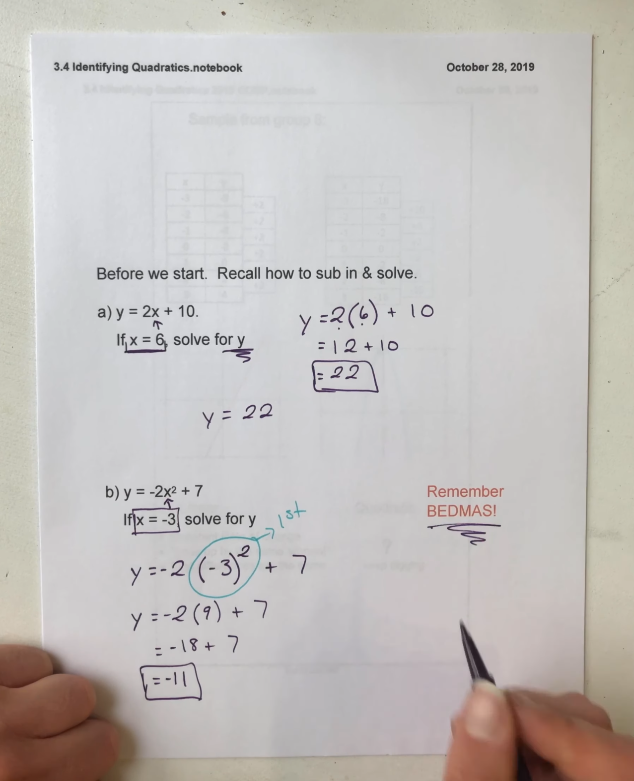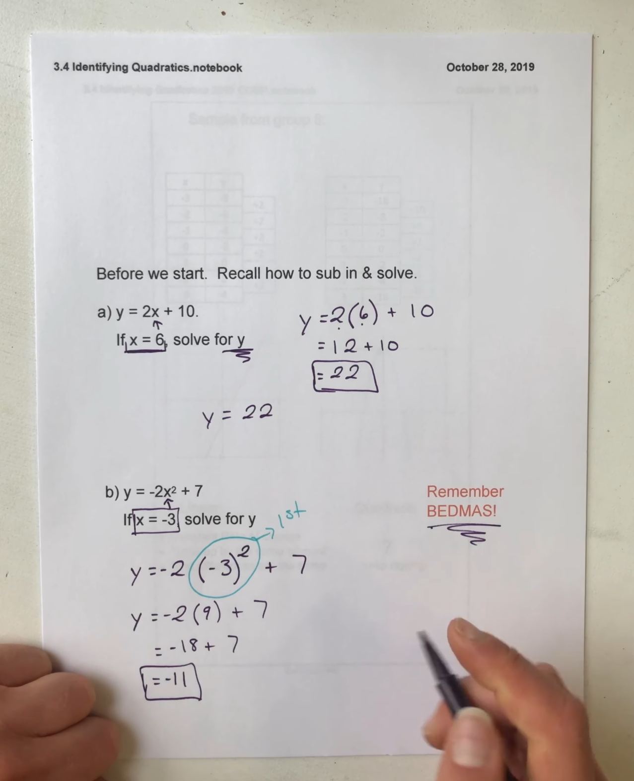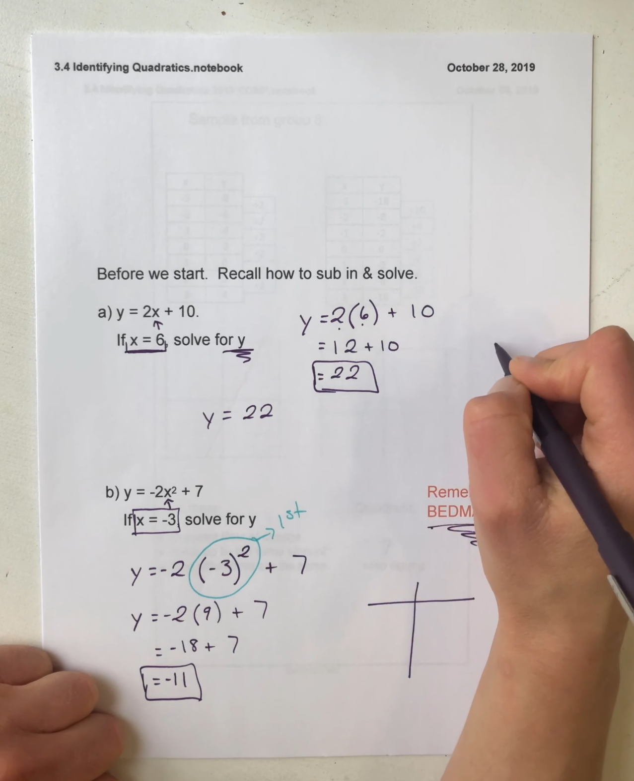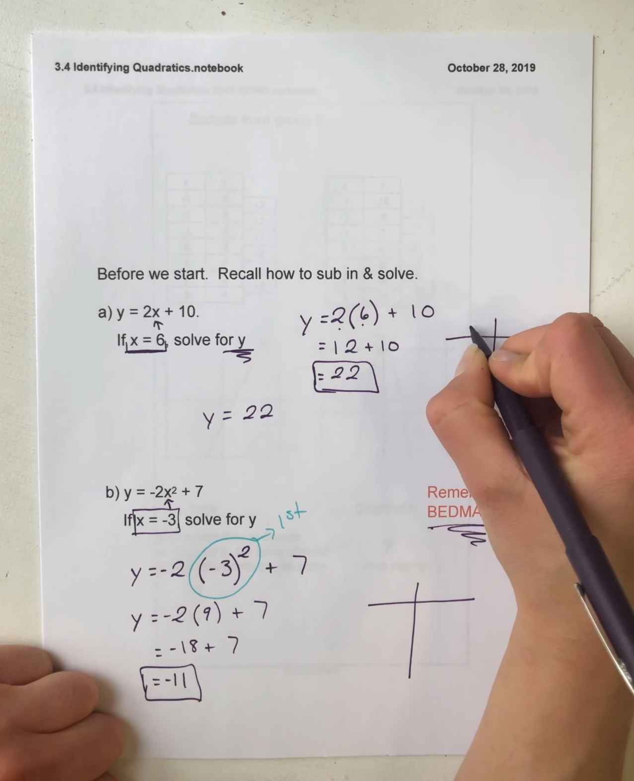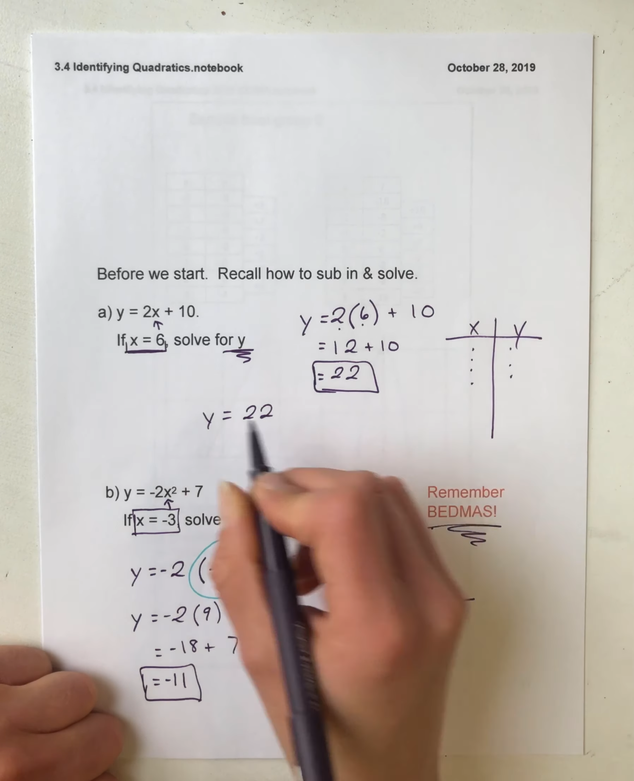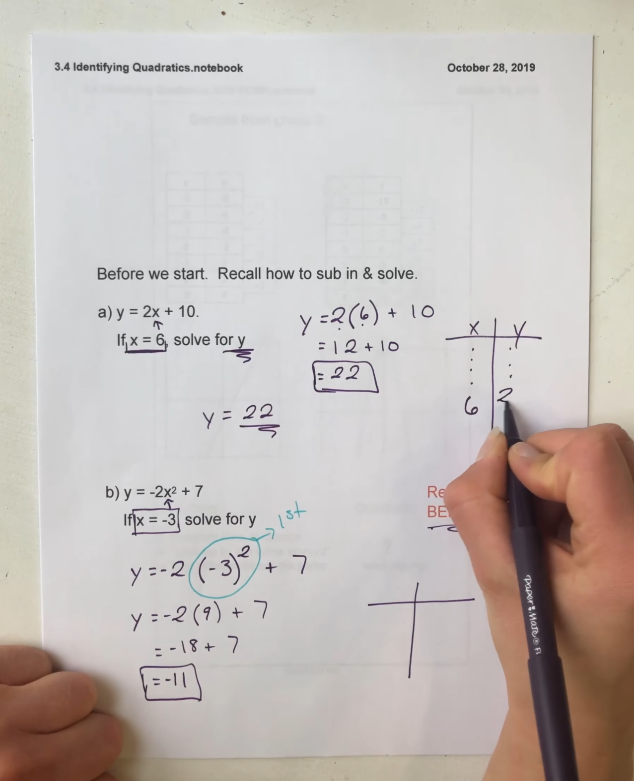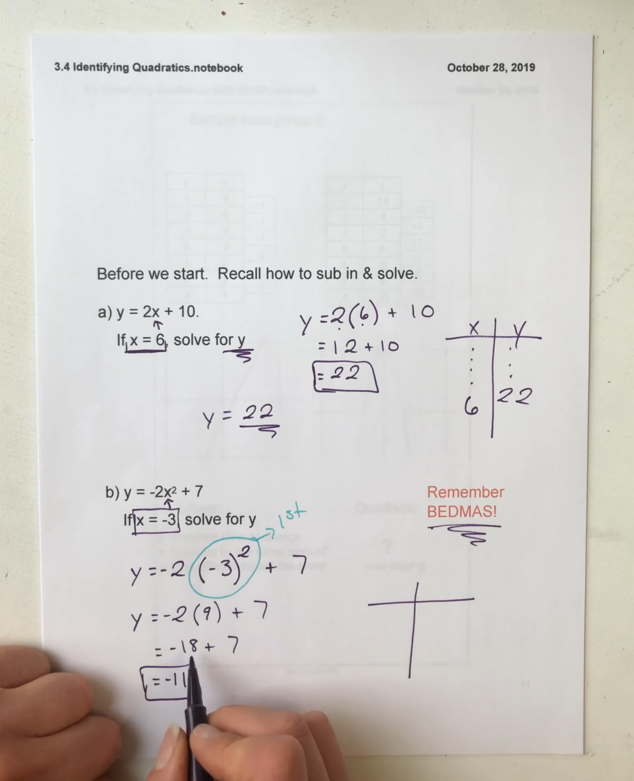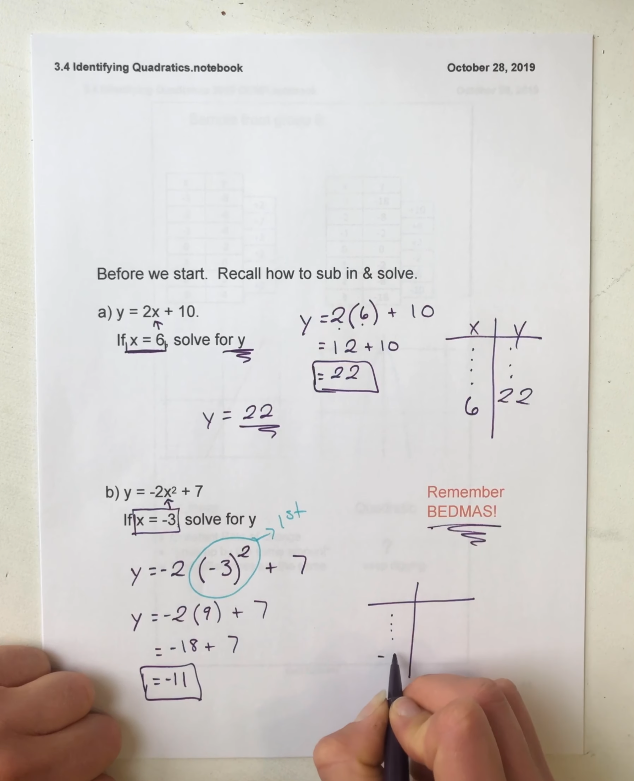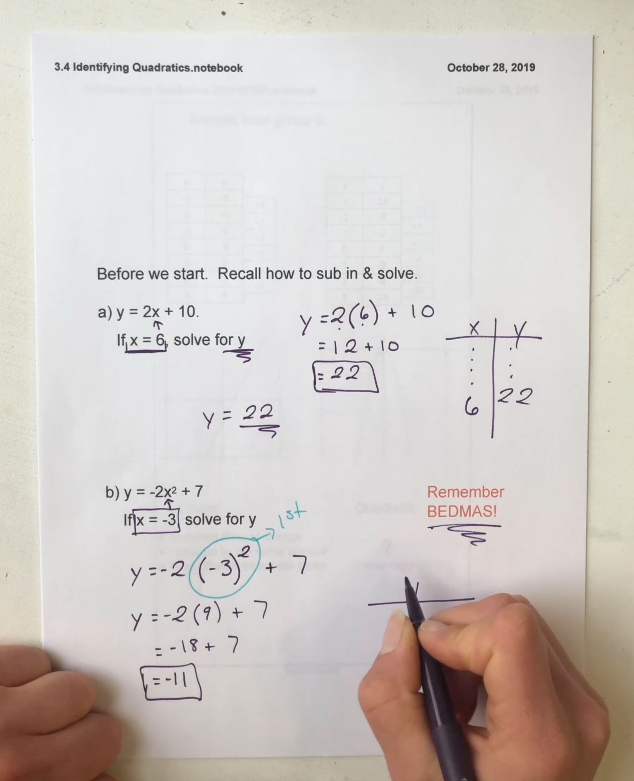So the one thing you need to always remember is BEDMAS. If you have to write that on the side, always write it. And then if we were to put that into our table of values for both of these, x and y, we would figure all this out. When x is 6, y is 22. And same thing here. When x is -3, so go down, -3, our y is -11.